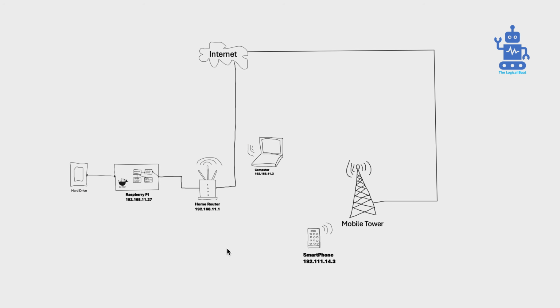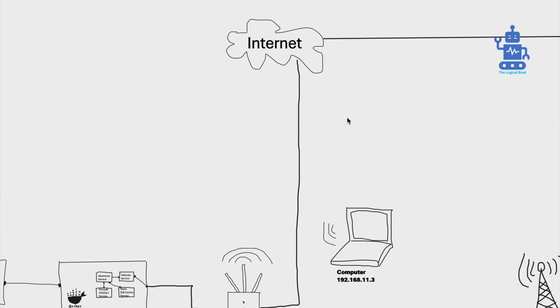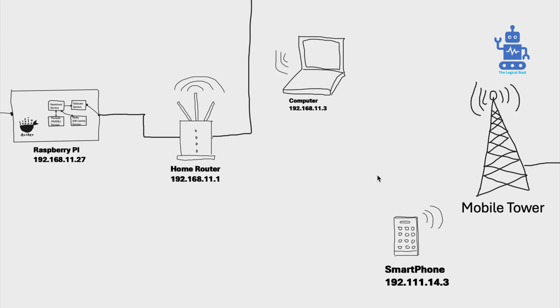So let me explain this through a very simple diagram. Okay, so let me explain the current situation here. This is my home router. Then the Raspberry Pi is connected to this home router via Gigabit Ethernet. Then the hard drive I have connected using the USB cable. Then the computer is accessing the home router via Wi-Fi connection. Okay, the home router is connected to the internet, right? That's how you access the internet.